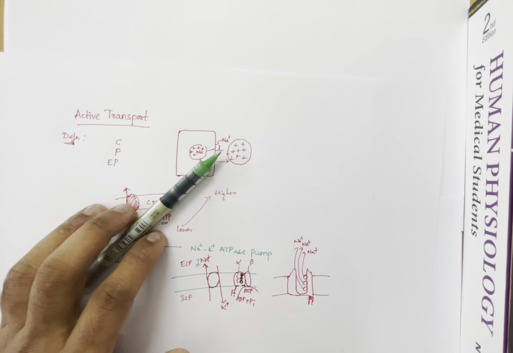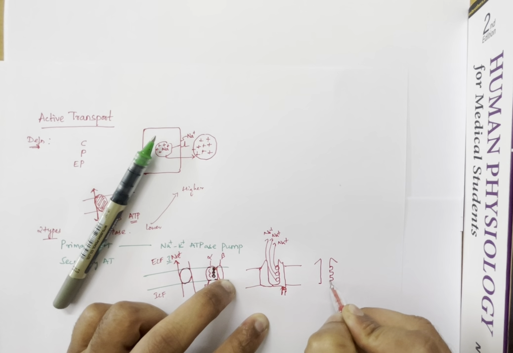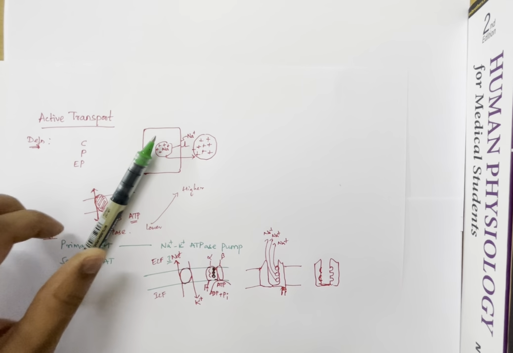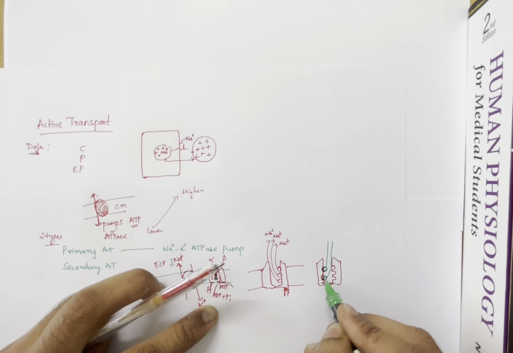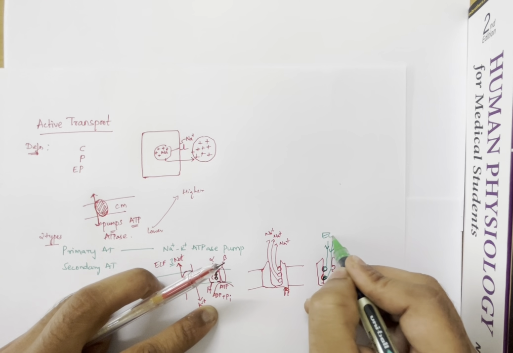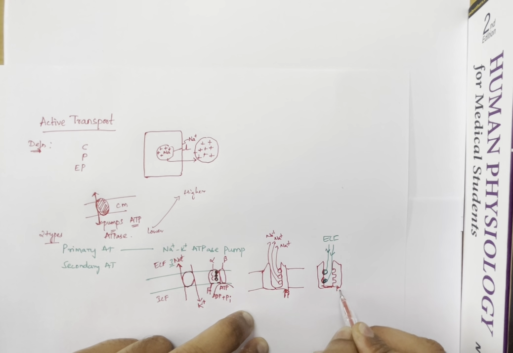Now what happens in the next stage? The 3 binding sites become emptied and this portion is closed, and the 2 binding sites for potassium are open now. Now these potassium ions can happily come and bind to these areas from ECF. Now this Pi, the phosphate which was attached to this alpha subunit of the integral protein, will be removed. We call it dephosphorylation.